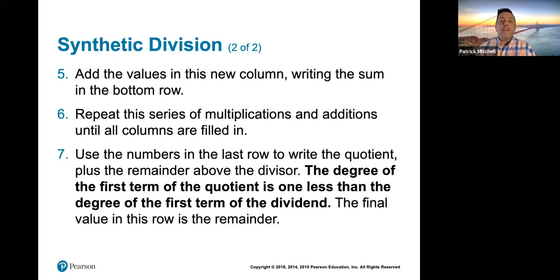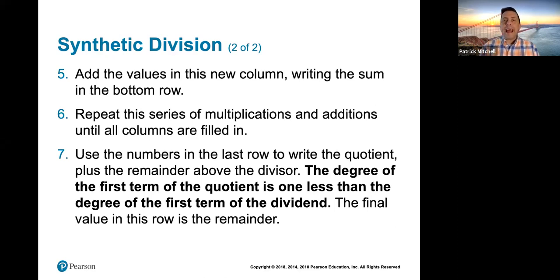And then use the numbers in the last row to write the quotient plus the remainder over the divisor. The degree of the first term of the quotient is 1 less than the degree of the first term of the dividend. The final value in that row is the remainder.